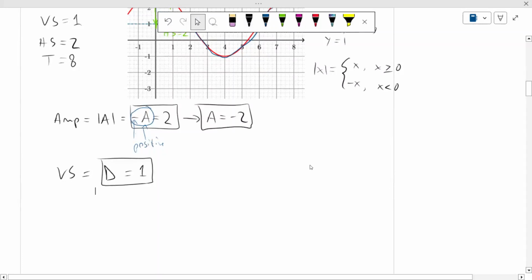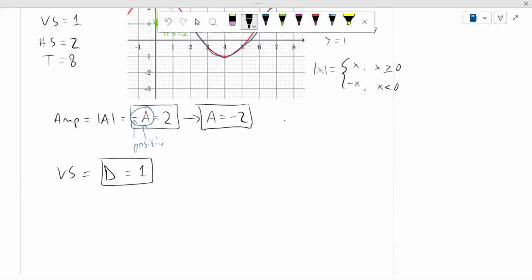Now we're going to do our period. The period's the next one. You want to do your period before the horizontal shift because the horizontal shift relies on your period, so you've got to know your period first. The period formula for sine and cosine is 2 pi divided by b. That's your period.